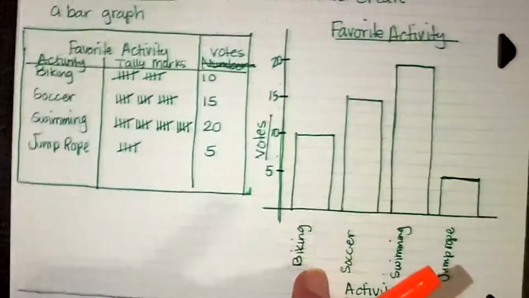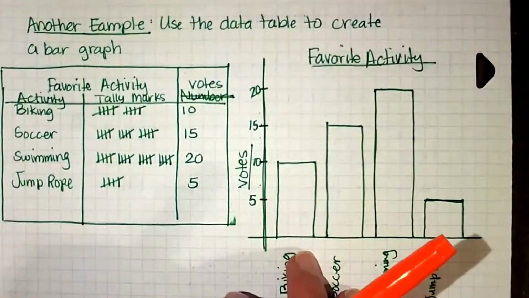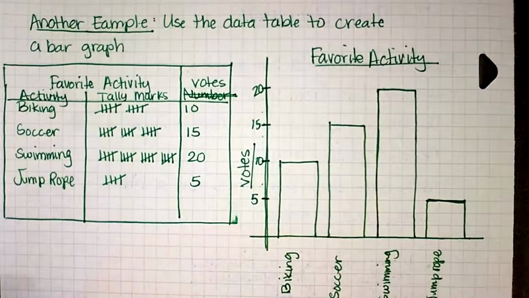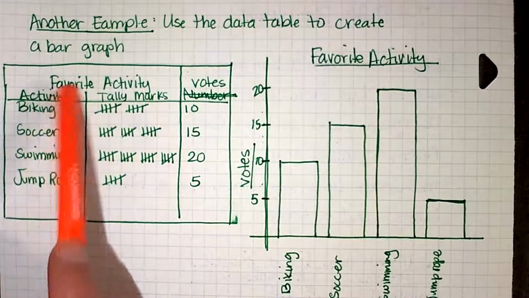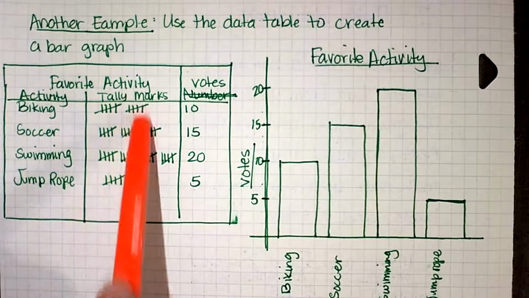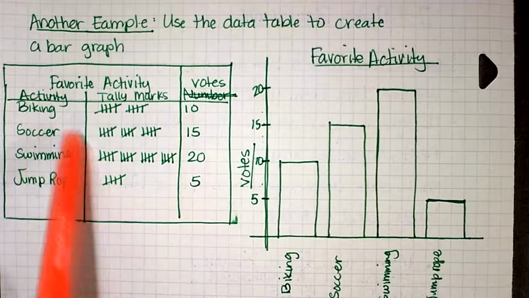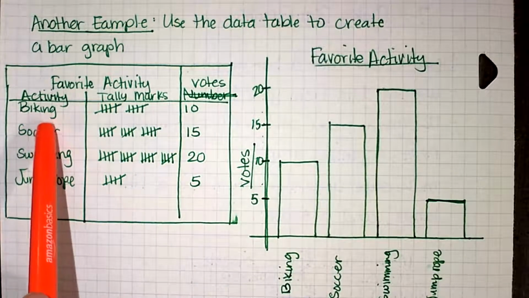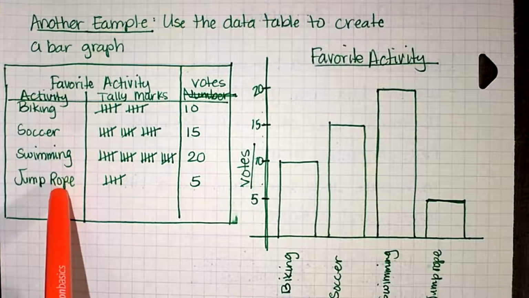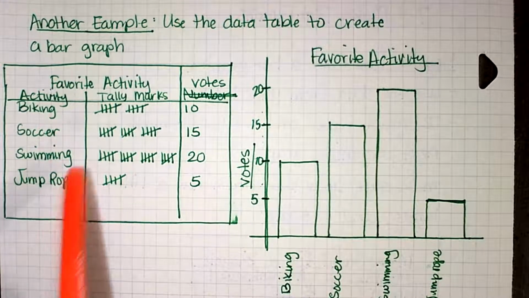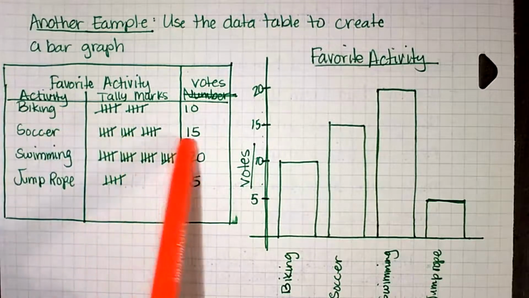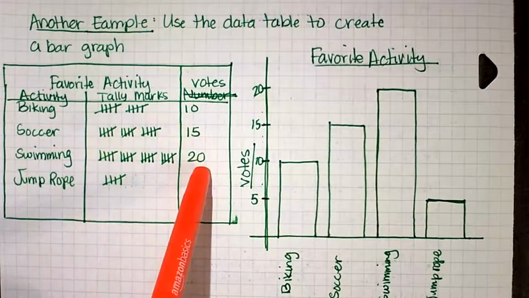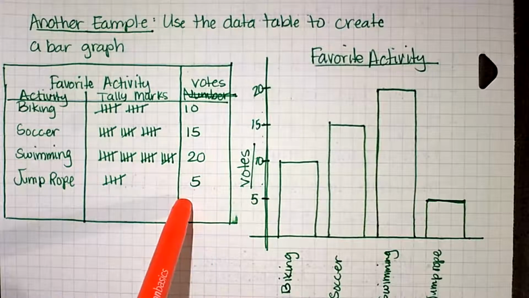Now let's take a look at another example. So here I said, use the data table to create a bar graph. Now here I have favorite activities. So here I have listed the activities, my tally marks, and the votes. So the activities I have listed are biking, soccer, swimming, or jump rope. So for biking, I had 10. For soccer, I got 15. For swimming, I got 20. And for jump rope, I got 5.